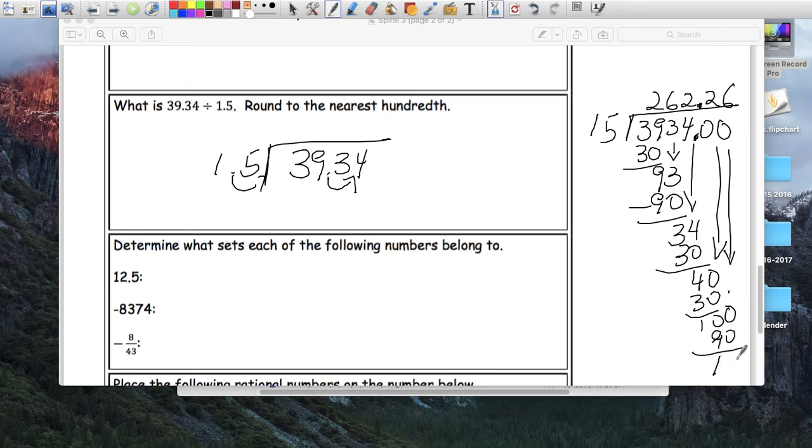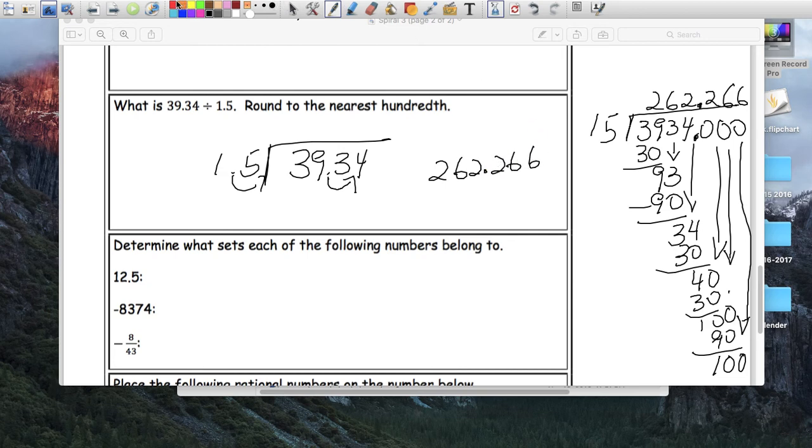Okay, and then because I want to round to the hundredths place, I'm going to go 3 decimals. 10, I'm going to bring one more. Okay, and that's 100. And 15 goes into 100 6 times again. So now I can round. So now that I have my answer as 262.266, I can round to the nearest hundredth.